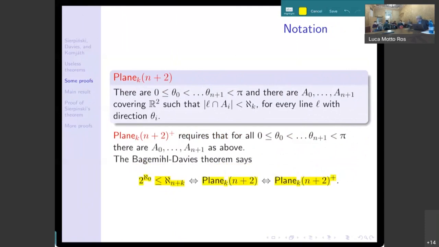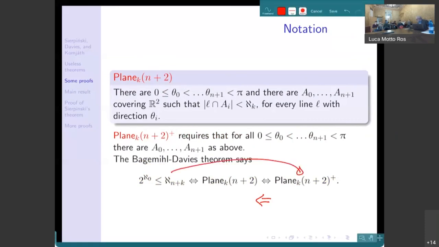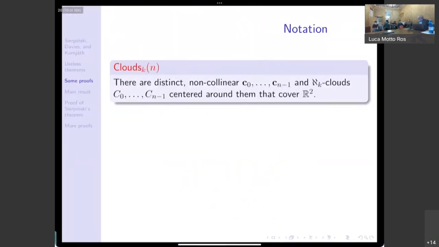Of course, you have a cheap implication in this way. The other one requires more. The best thing is to show that this one implies this, this one implies this, this is obvious, and then show that if you have some directions as said, then you do a round-robin style chain of implications. So this is for clouds.